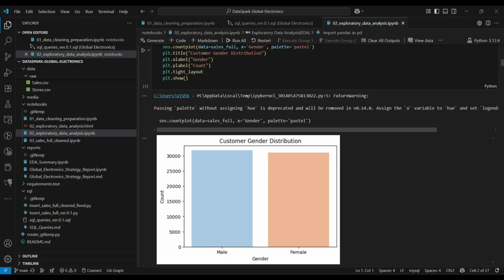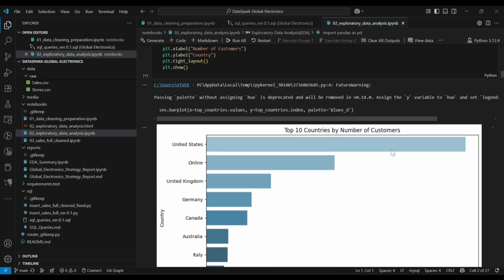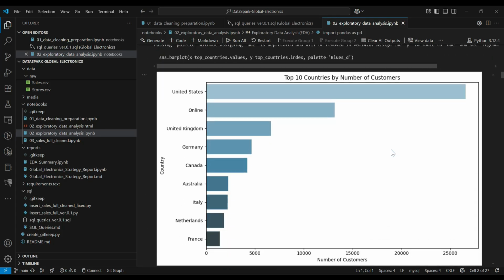The gender split is very balanced with a slight male majority. Observation: approximately equal market reach among male and female customers. Actionable insights: maintain gender-neutral campaigns or personalize based on their specific product preferences if known. Use A/B testing to refine gender-specific outreach strategies.